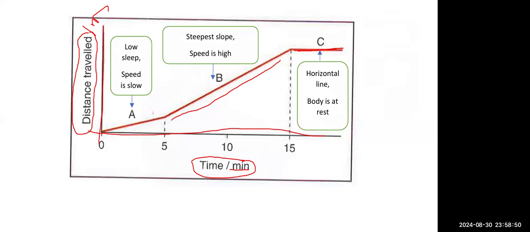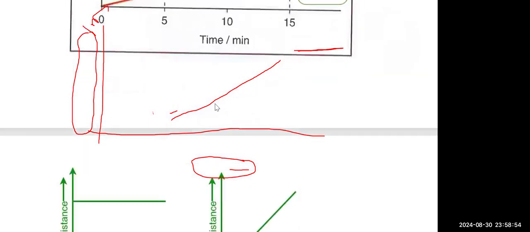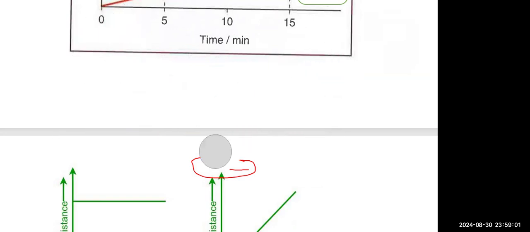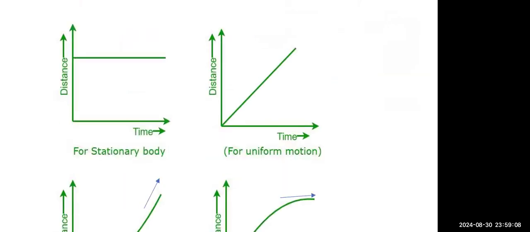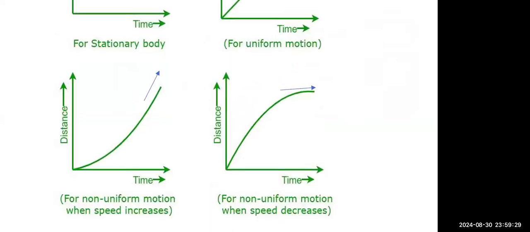Is it clear? And next are the last points, which are very important in MCQs, because most of the MCQs are asked from these situations. As I have told you, when the body is at rest, the graph will be just like that for a stationary body. When the body is moving with uniform motion or constant speed, both terms can be used, then the graph will be a straight line. And the last one is very important.